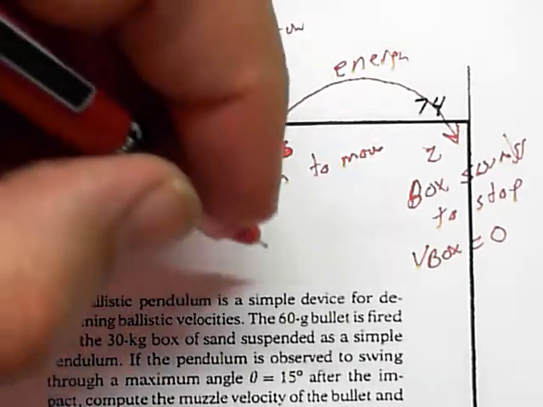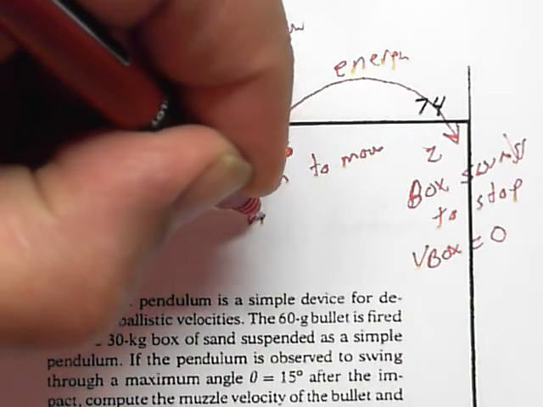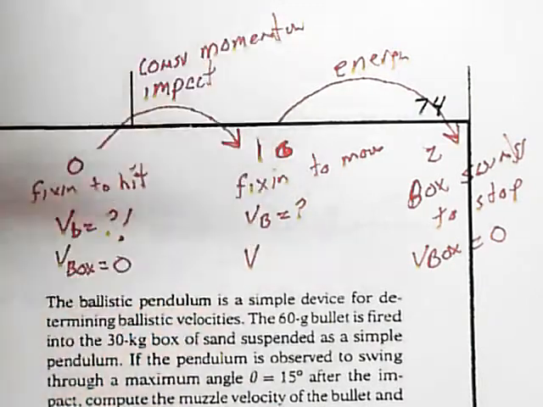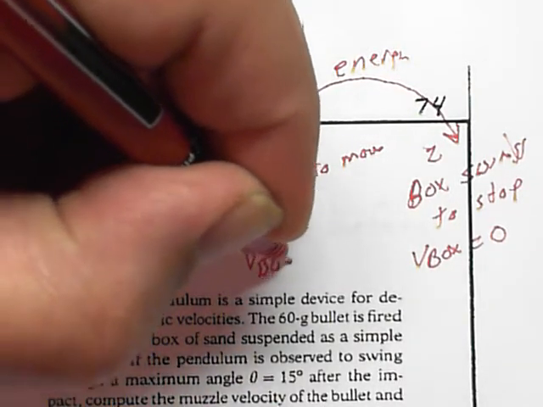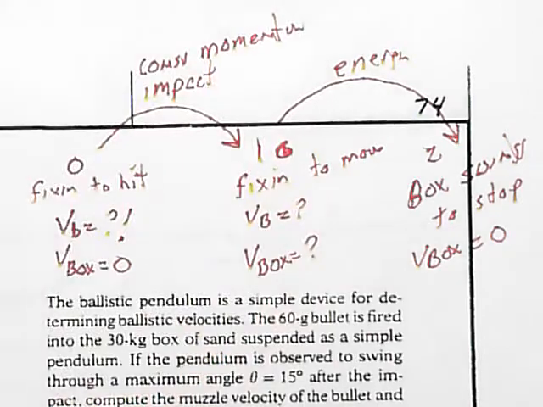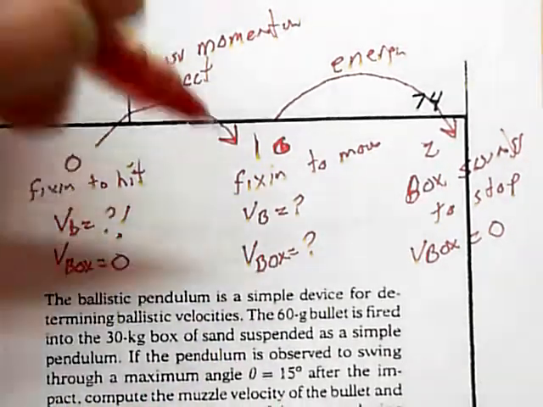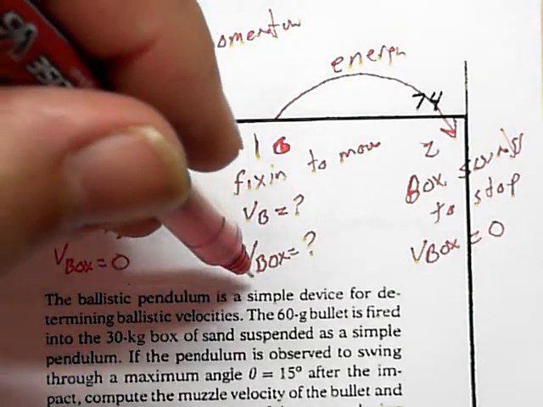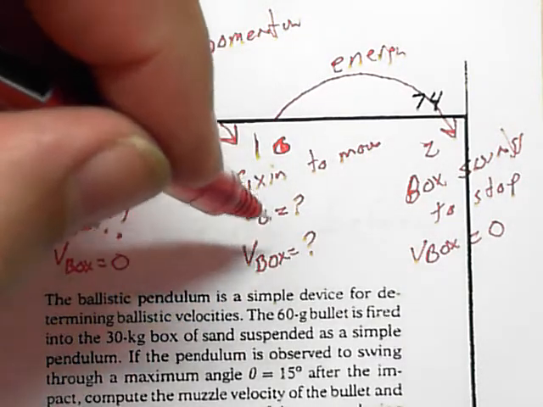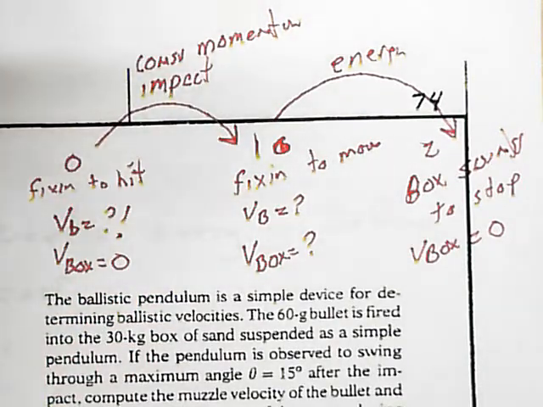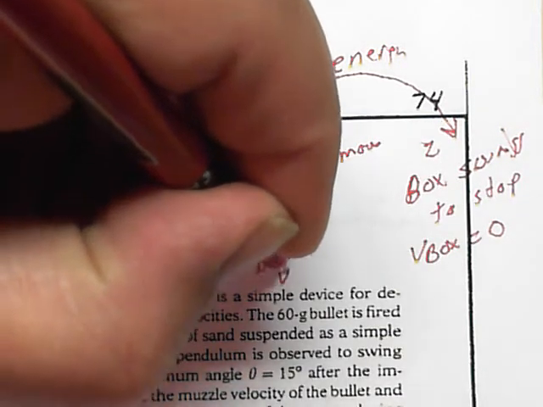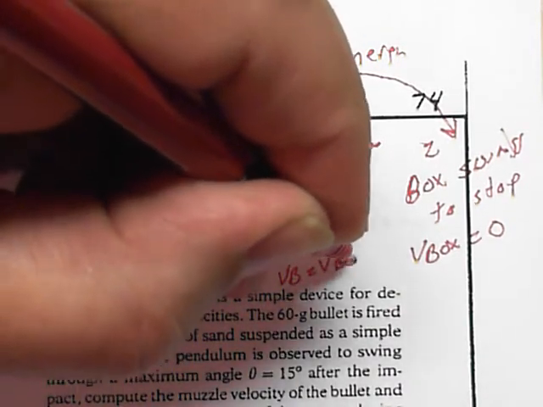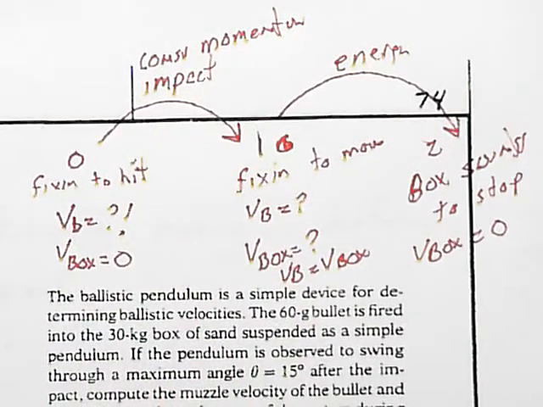And in the middle we have V bullet is unknown, and V box is unknown. But what we do know is at this point the bullet has come to a stop inside the box. The bullet and the box are traveling at the same speed, and so we do know that V of the bullet equals V of the box. We know that. Alright.